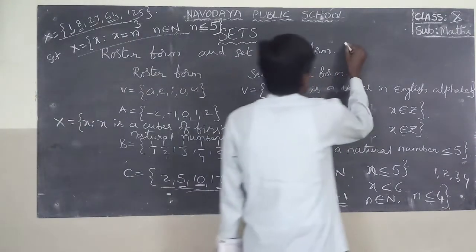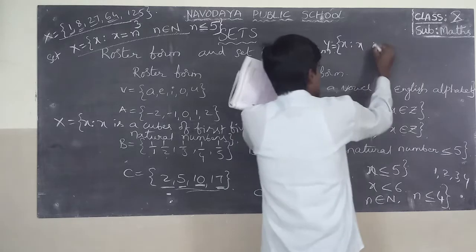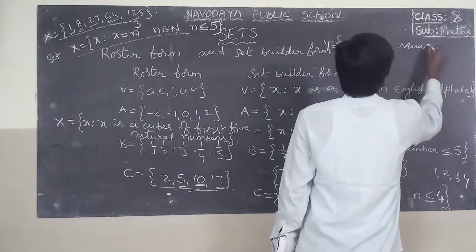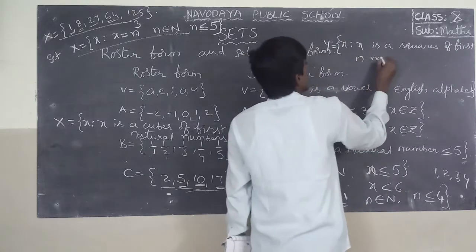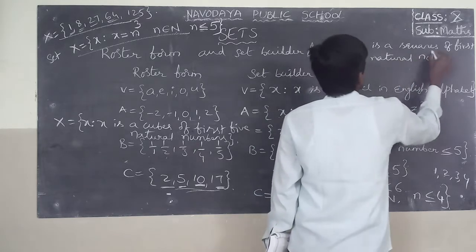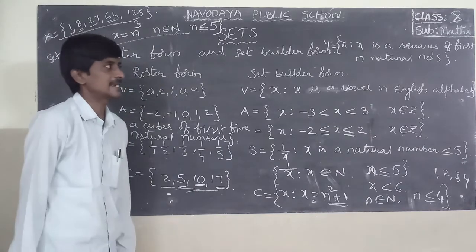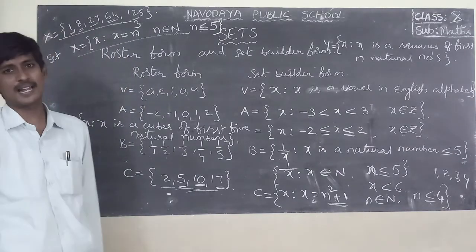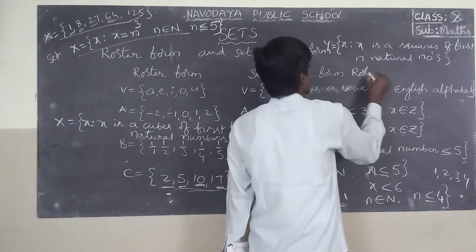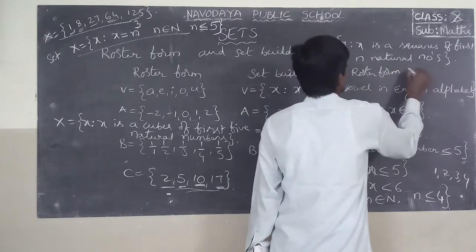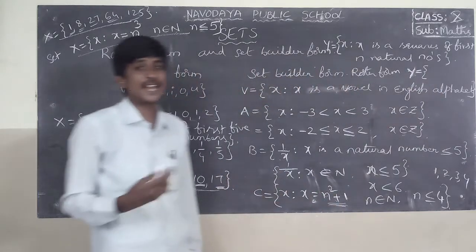For example, given like this: x such that x is a square of the first n natural numbers. One sentence is given. Write the roster form.